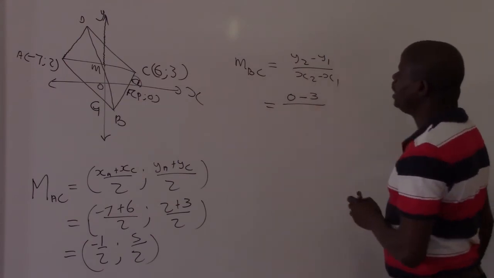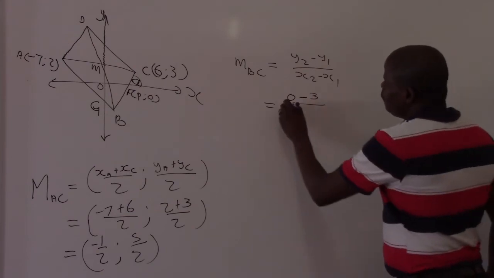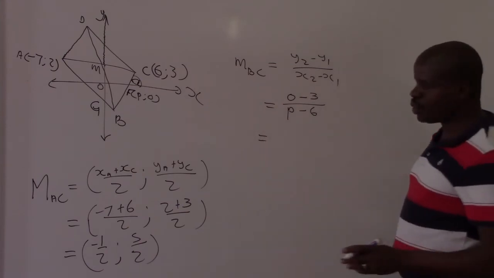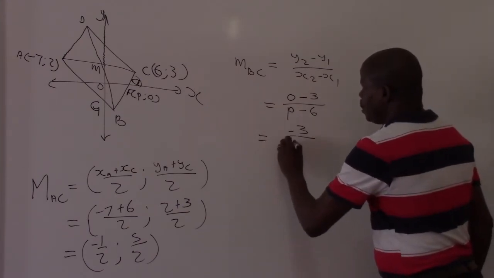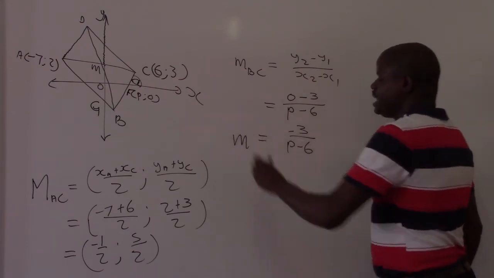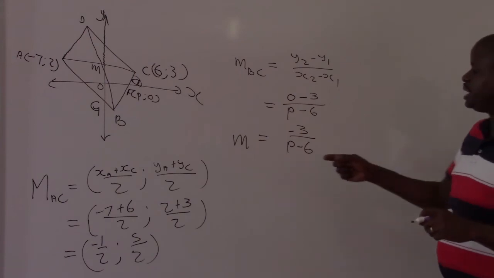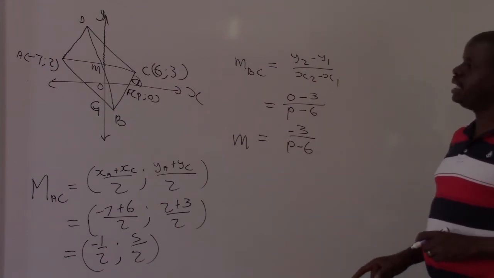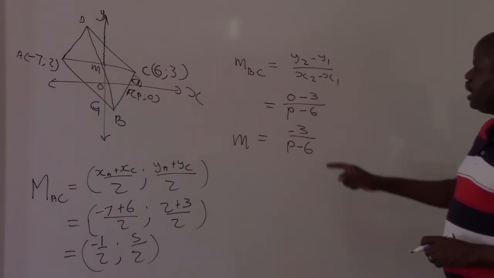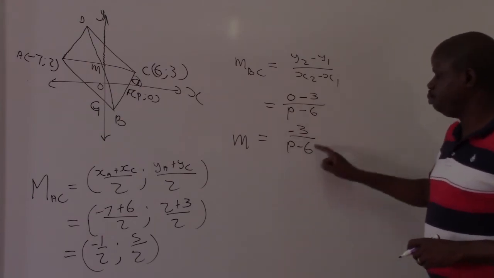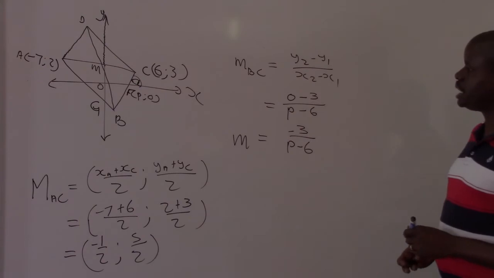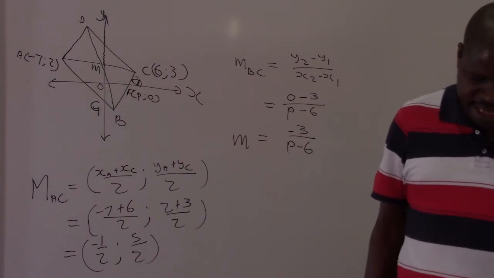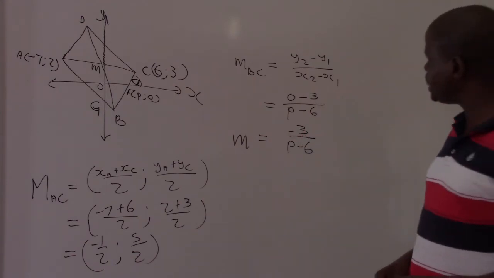It is 3, over, and then what is X at F? It's P, and what is X at C? It is 6. So what are we going to have? We are going to have -3 over P minus 6. That is the gradient that they want. They said write down that gradient in terms of P, so you leave it like that. You don't even have to worry about the value of P. You just leave it that way.